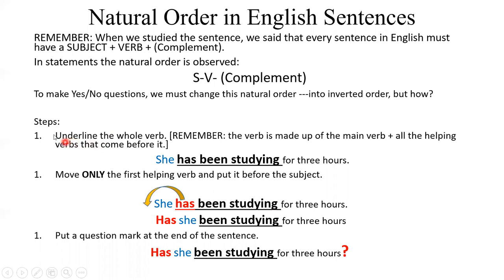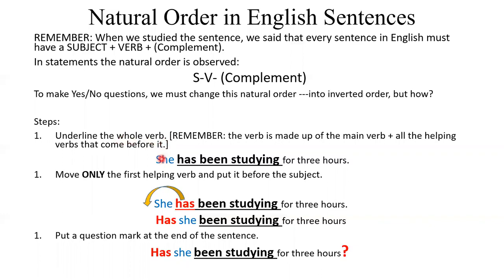Okay, so the first step is underline the whole verb. And notice this word, the whole verb. And we mean the whole verb with the main verb and helping verbs, because you need to remember that a verb is made up of the main verb, but also all the helping verbs that come before it. So we might have verb be, verb have, or a modal like can, could, will, whatever. All of these helping verbs plus the main verb are called the verb.